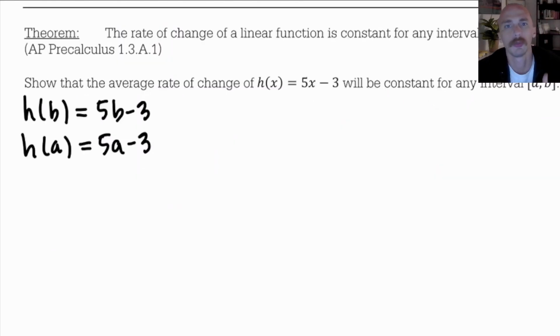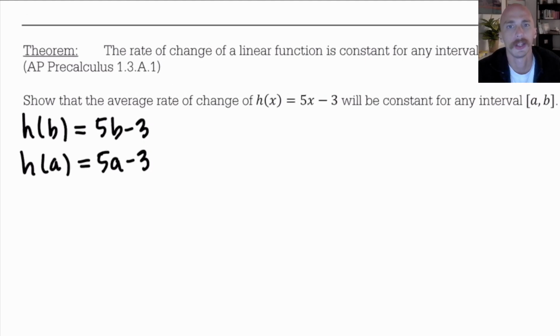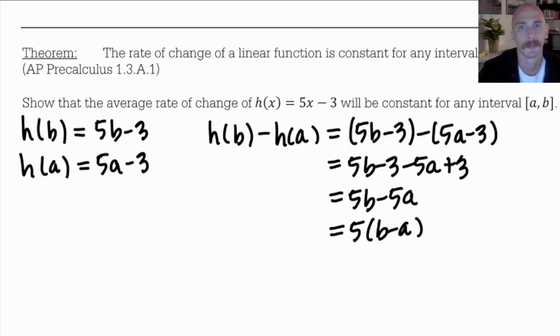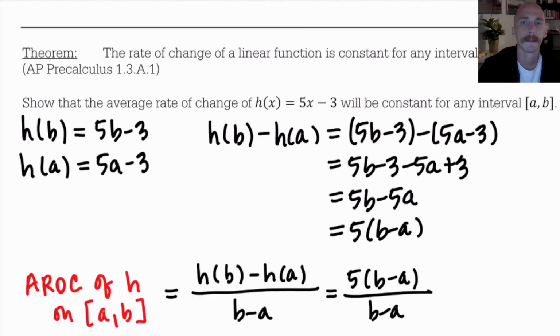So I'm going to go just real quickly through this, and if you're not interested in this, feel free to fast forward 20 seconds or whatever. I'm going to plug in b and a into h of x, and I'll get h of b is 5b minus 3, and h of a is 5a minus 3. I'm going to subtract them. And then I'll also factor, because it'll help me in a second. But then I'll divide by b minus a to find the average rate of change of h of x on the interval a to b.